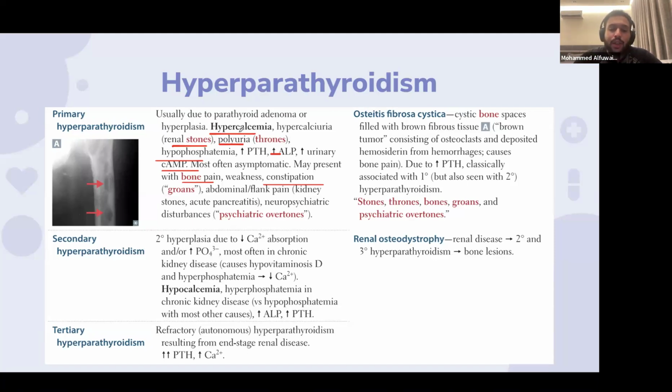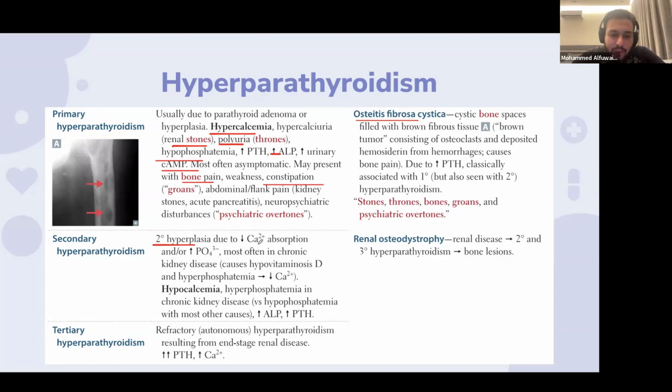This later on, because of the increased bone resorption, causes cysts to form in the bone. This is called osteitis fibrosa cystica, and we talked about this in MSI. Okay, and it's because the high amount of PTH is activating so many osteoclasts that it's going to form cystic spaces that are basically filled with blood, and we'll see an image of this later. Okay.